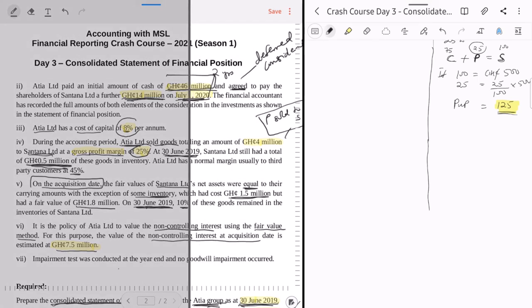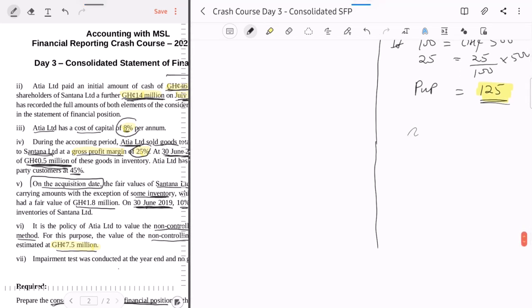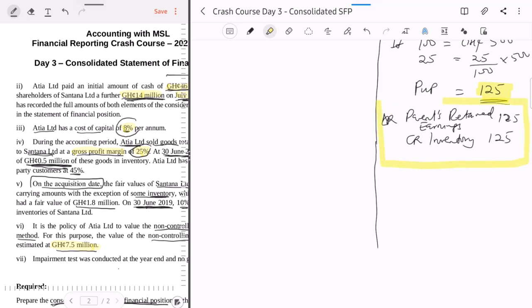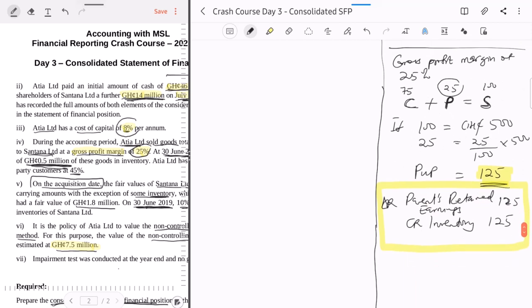It means it will affect the parent directly. If that is the case, this provision for unrealized profits I've computed of 125 will go to what? Parent retained earnings. First thing I need to do is what? I will credit my inventory with 125. This figure will remove the 125 component from the inventory, such that it will strip the inventory and leave only the cost element. Then the debit will go to what? Parent's retained earnings. So 125. So this is it right here. Okay. So this will record the provision for unrealized profits of 125. I know it will hit the parent retained earnings account.